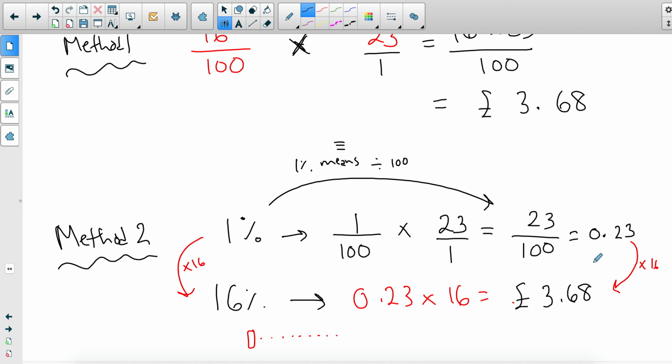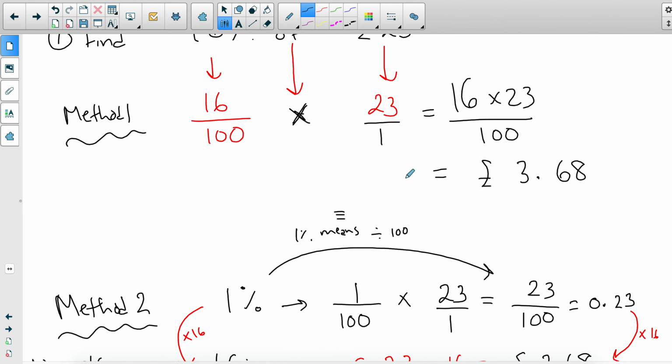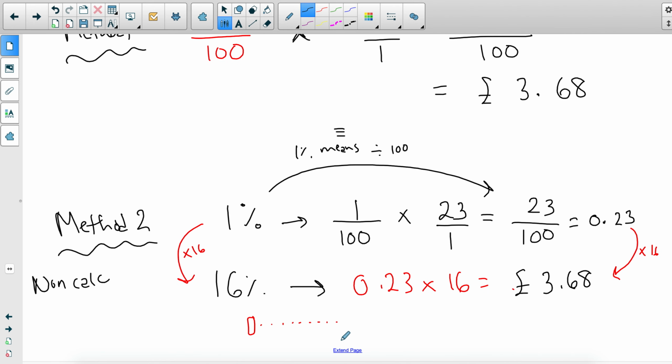So that's the longer way of going through it, finding the 1% and then multiplying by how much you have. Typically we use this method when you don't have a calculator, so this is for non-calculator. The first method is when you typically have a calculator, and it's the simpler way.